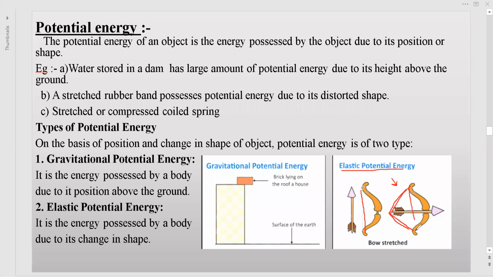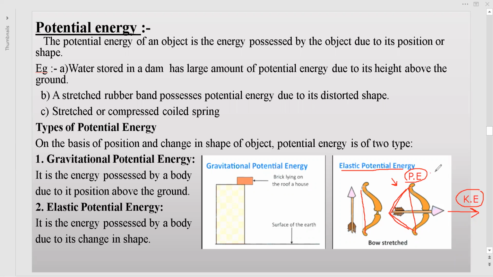Now when the arrow is released, the string will come back to its position and the arrow will start moving. So now the arrow has which kind of energy if it is moving? Kinetic energy. And this string was having potential energy, right? So what we can see over here is that the potential energy of the string has been converted into kinetic energy. So this is a type of conversion.